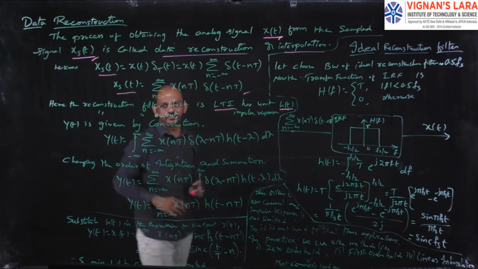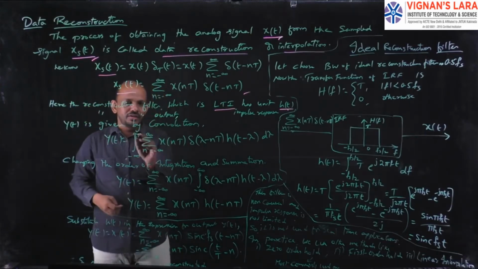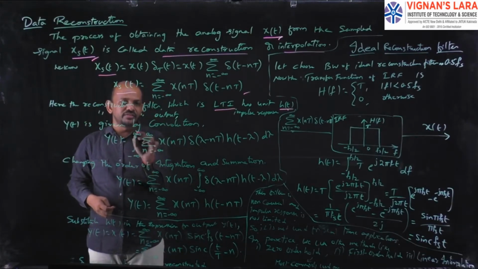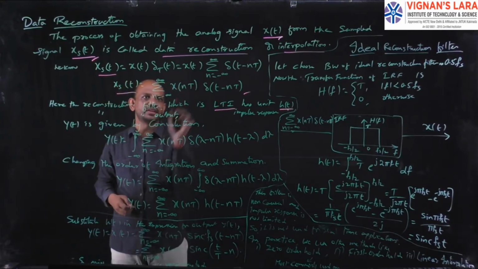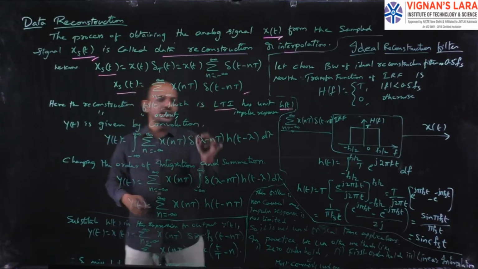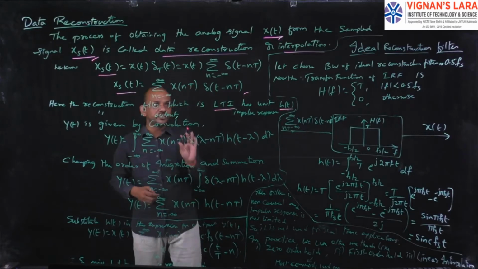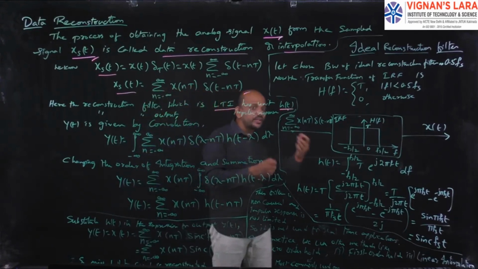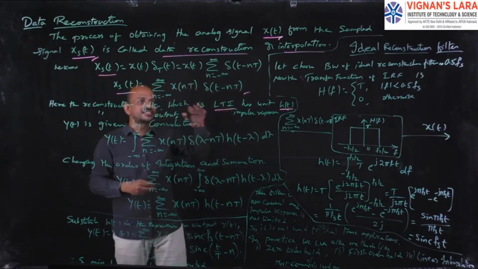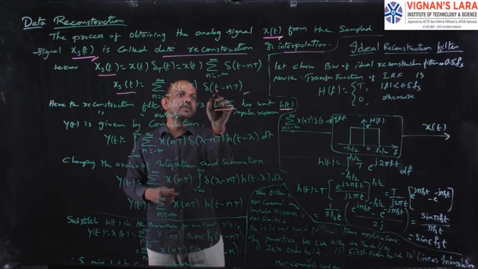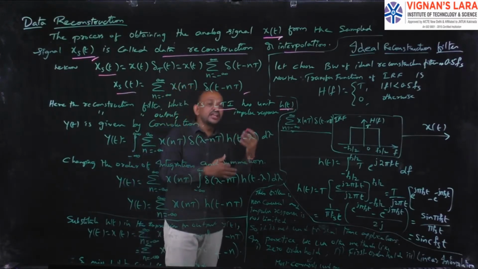So the output y of t will be equal to, by the convolution formula, the integral from minus infinity to infinity of xs of t, where xs of t is nothing but the summation over n equal to minus infinity to infinity of x of nT delta of t minus nT. In the convolution formula, t is replaced with tau, so delta of t is replaced with delta of tau.